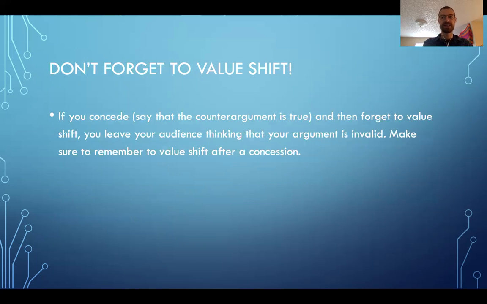Last note I want to make on this, do not forget to do the value shift. It happens more than you would think, where people just concede. They say, that's absolutely right. Donuts are terribly unhealthy. And then they forget to say the part about why it's still the best breakfast food. If you do that, you weaken your paper because you leave your audience with the suggestion that your thesis might be invalid, and then you don't come back and defend it. So make sure that, if you offer a rebuttal, you just talk about why it's wrong. If you offer a concession, make sure at the end, after you concede, to have a value shift.